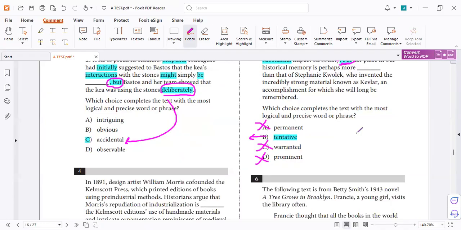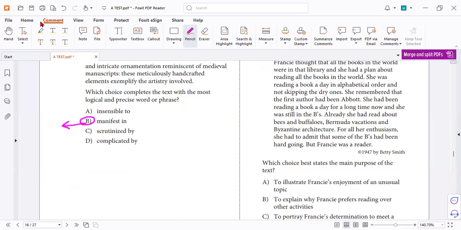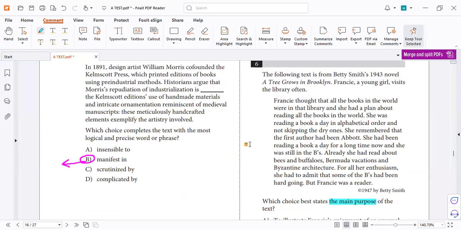Now, number six. Number six, D. Number six, it's letter D. Now, let's try. He said the main purpose of the text. What is true or not true? Let's read in a second.